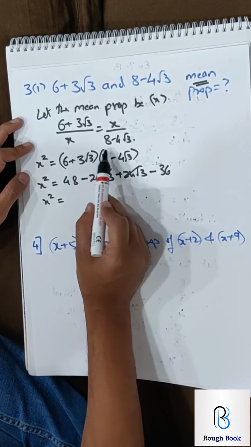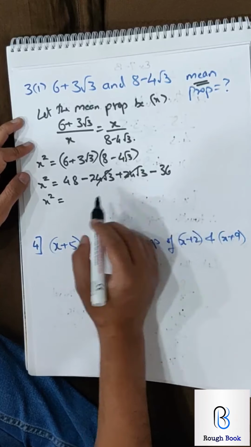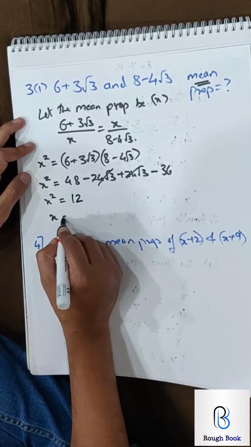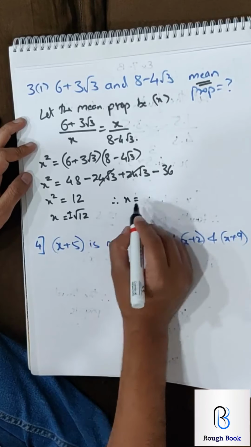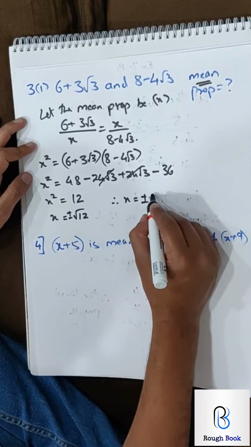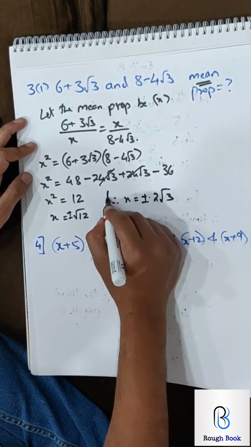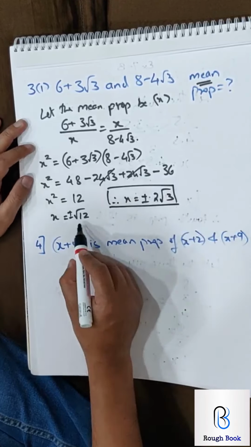This into this is plus and this into this is minus. So 48 minus 36, 12. So my final answer is root 12, or x is equal to plus minus root 12, which can be written as 2 root 3. That is a mixed surd. I hope you know how to convert this.